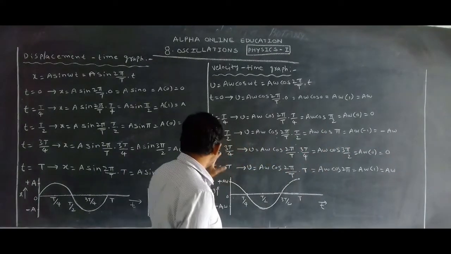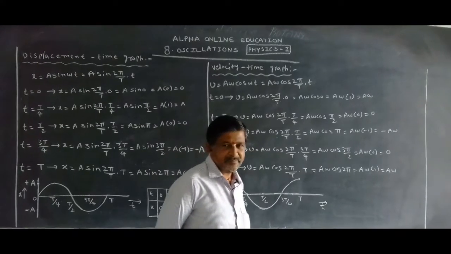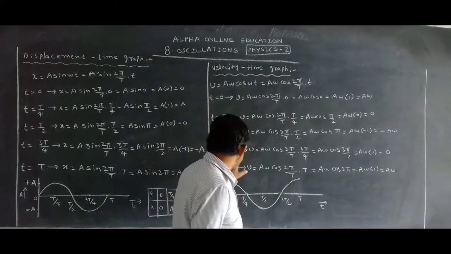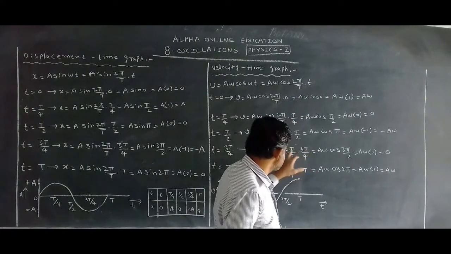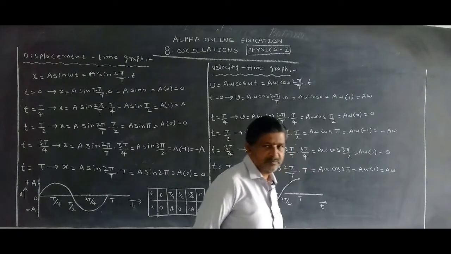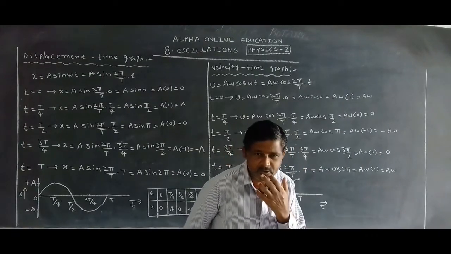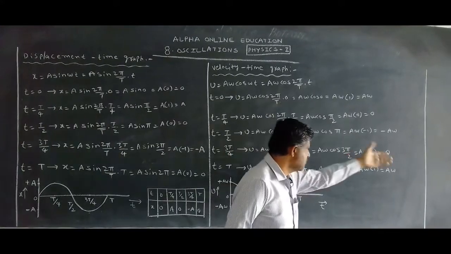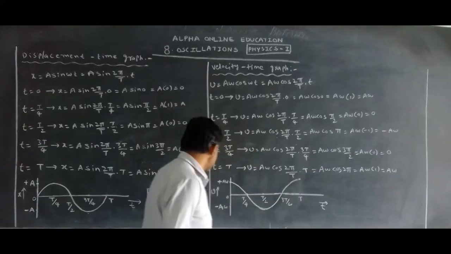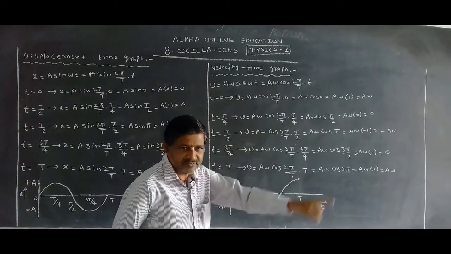Next, take t is equal to 3T by 4, three fourths of the time period. Substitute t is equal to 3T by 4. T cancels, then what we can get? a omega cos 3 pi by 2. Cos 3 pi by 2 means cos 270. Cos 270 is how much? 0. So velocity is 0.